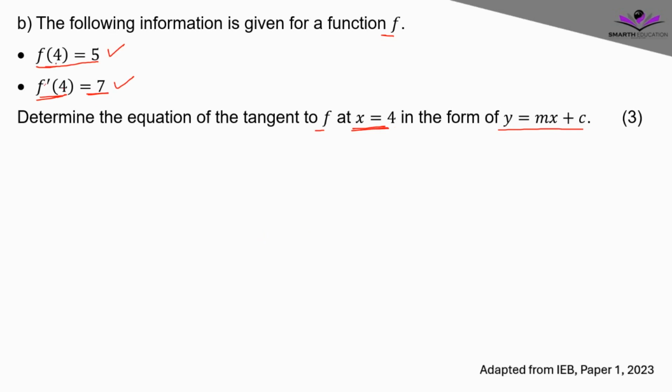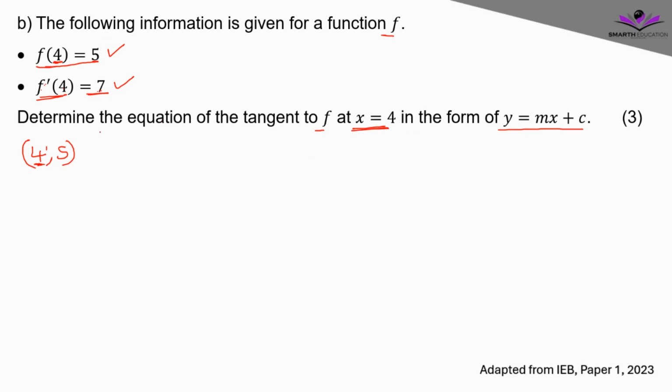Let's go back to the information. So it means here, when x is 4, y is 5. So this point is a point on the graph. That's one. Then two, we have this. It means if you substitute 4 into the derivative, you get 7. It means at this point where x is 4, the gradient of the graph is 7.